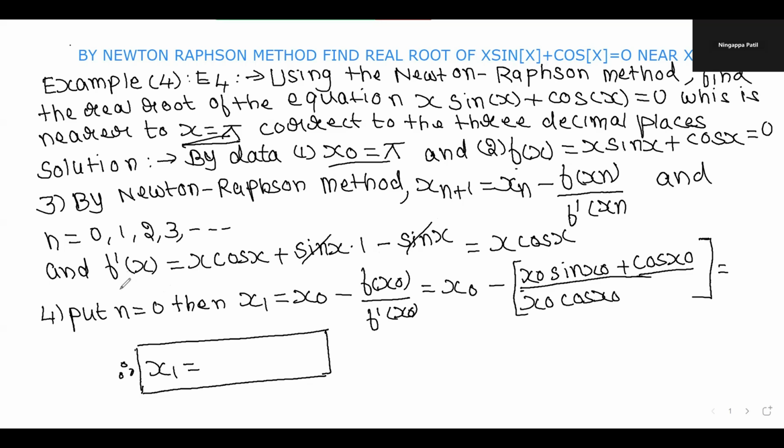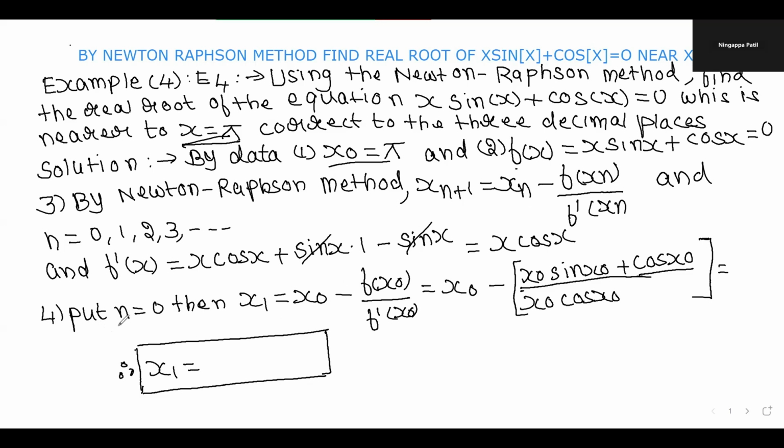Now, my dear students, suppose you don't know this formula, the Newton-Raphson method, you can ask the supervisor to give the formula booklet. In the booklet, it is there. You write the correct formula.